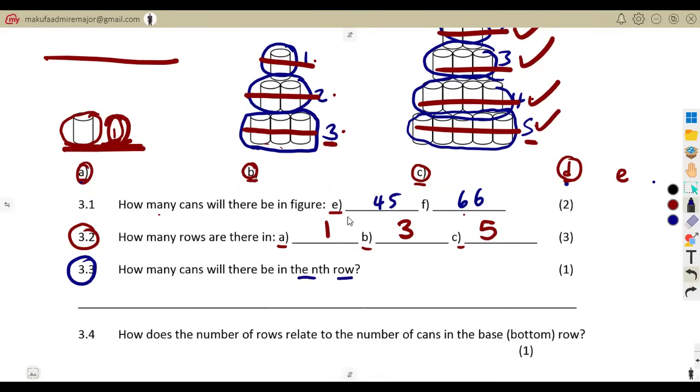Remember, you have the pattern here. It's now a pattern that you have there. You have it in terms of the rows 1, 3, 5. You already have it: 1, 3, 5. This is the part of the rows. So they want you to have the nth row. What is going to represent the nth row?